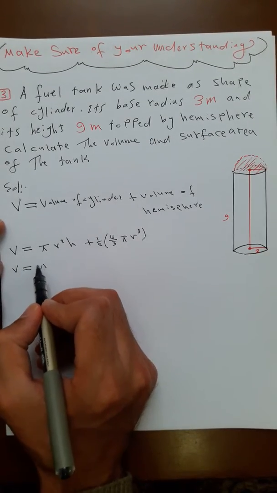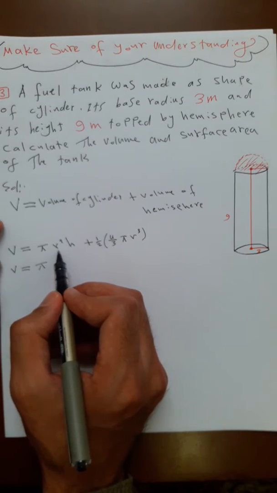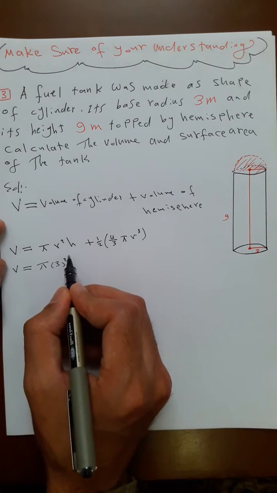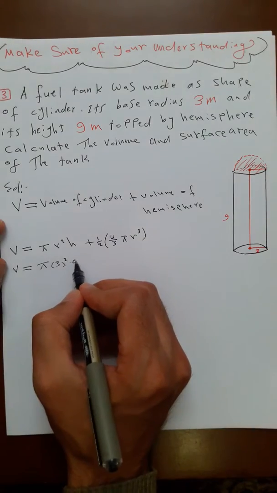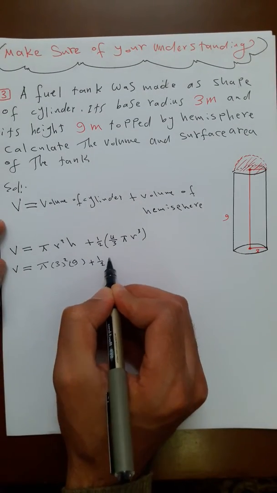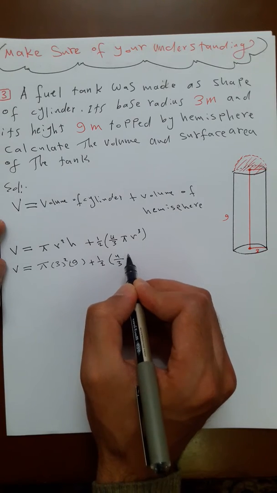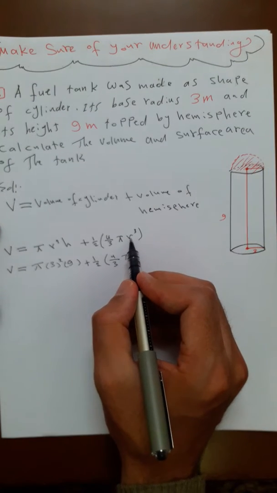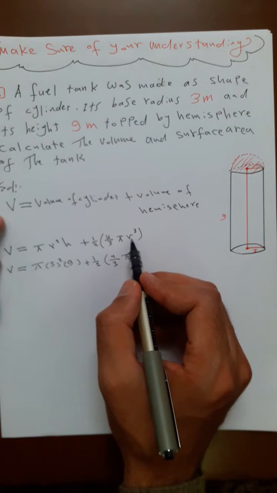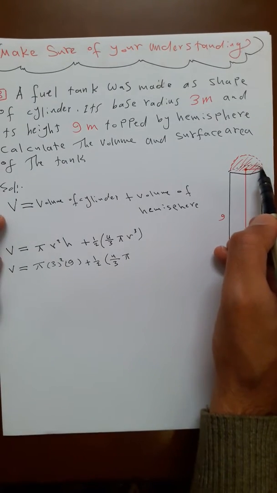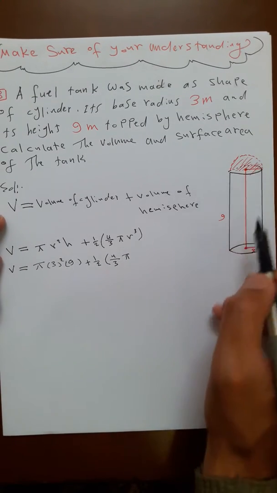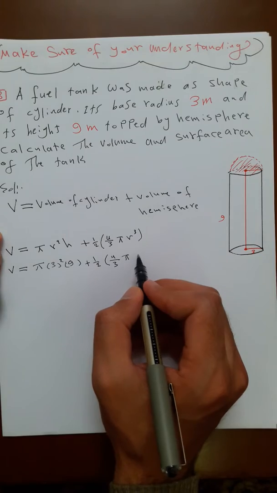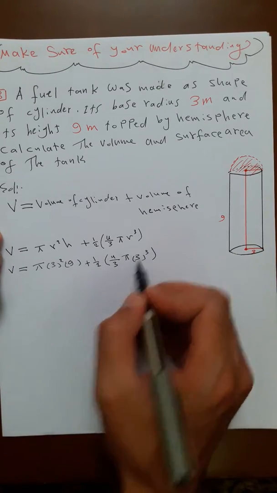V is equal to pi r squared, where r is the radius of the base of the cylinder, 3. 3 squared, multiplied by h, the height of the cylinder, 9, plus 1 over 2 multiplied by 4 over 3 pi r to the power 3. Here r represents the radius of the hemisphere, which is the radius of the cylinder, 3. So 3 to the power 3.